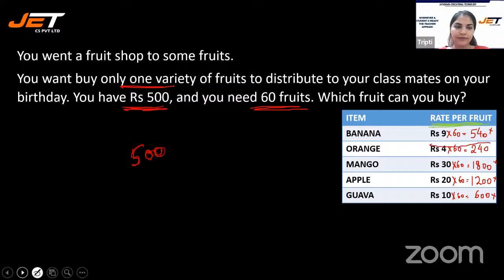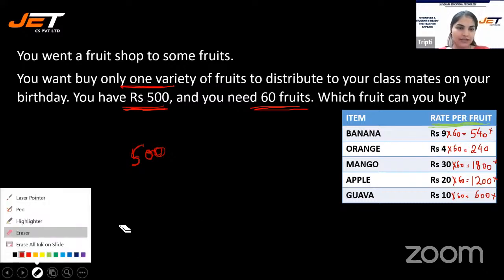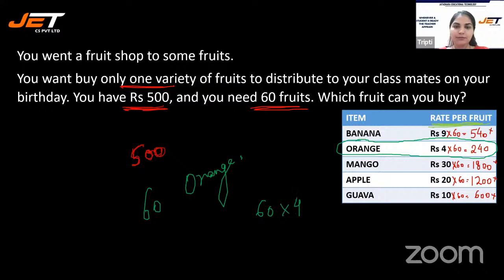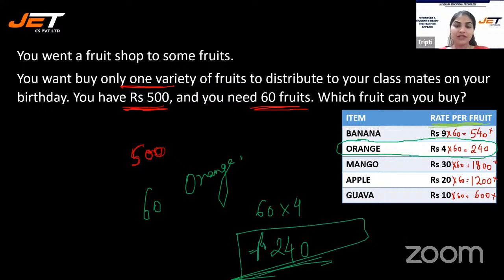So here I can see that if 60 fruits are to be purchased, then only orange you can buy, because that's in your budget. So you can buy 60 oranges, because each orange is 4. So 60 times 4 is 240 rupees, which is less than 500. That's in your budget. Okay, so that's the answer.